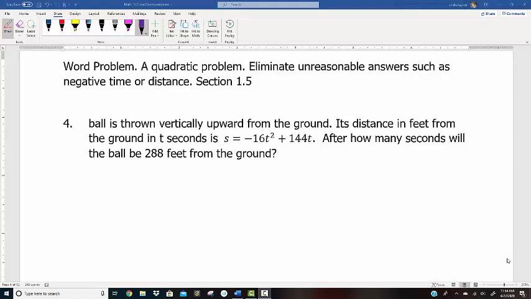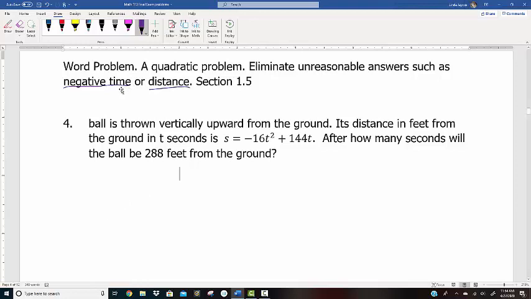We're going to talk about a word problem. This one happens to be quadratic. And as the instructions in the review would tell us, eliminate unreasonable answers such as negative time or negative distance. Can't have those, so therefore that answer would be eliminated.